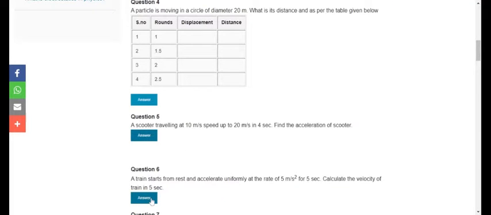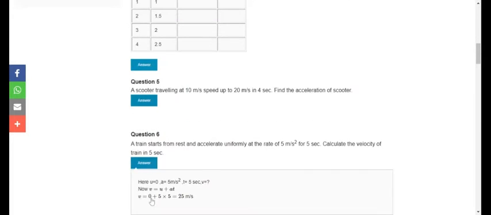Now you can see the next question. A train starts from rest and accelerates uniformly at the rate of 5 meter per second square for 5 seconds. Calculate the velocity of the train in 5 seconds.